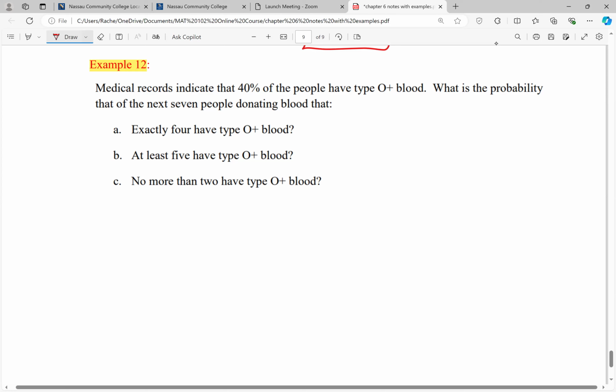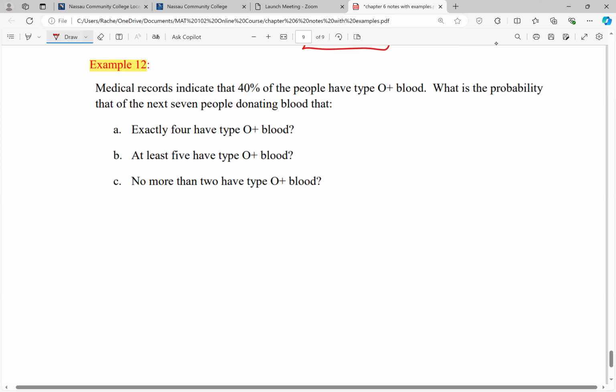Again, I'm thinking binomial because there seem to be only 2 possibilities when we look at it this way, right? Because we're only interested in the probability that a person has O positive blood. So think of it as either the person's going to have O positive blood or they're not. They're going to have some other type of blood, right? So there's only 2 categories here, either O positive or not O positive. So there's 2 possible outcomes.